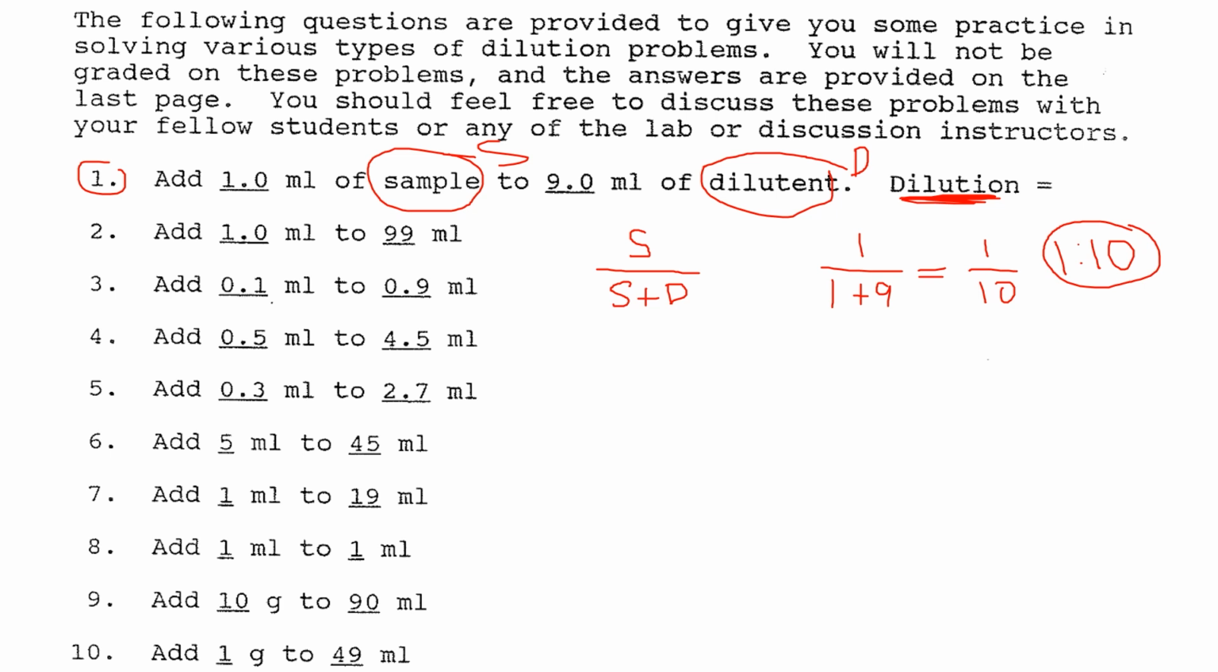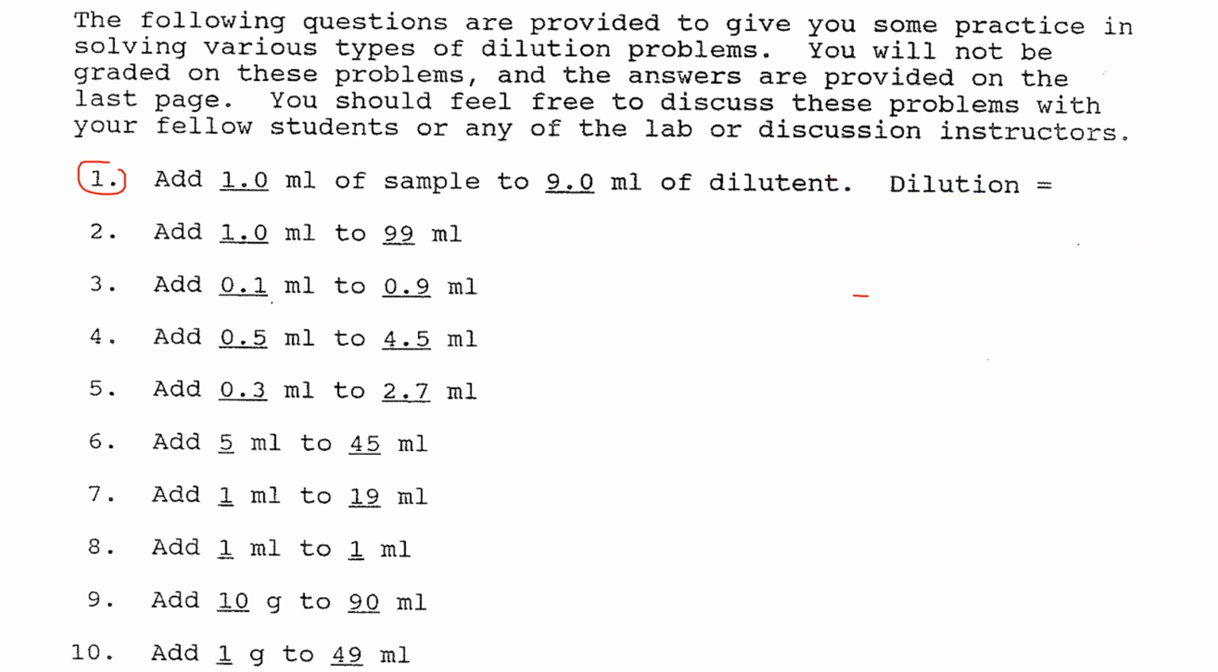Okay, does that follow? Let's try the second one. Following our formula, S over S plus diluent, we're doing 1 over 1 plus 99. So that's 1 to 100. Pretty simple.